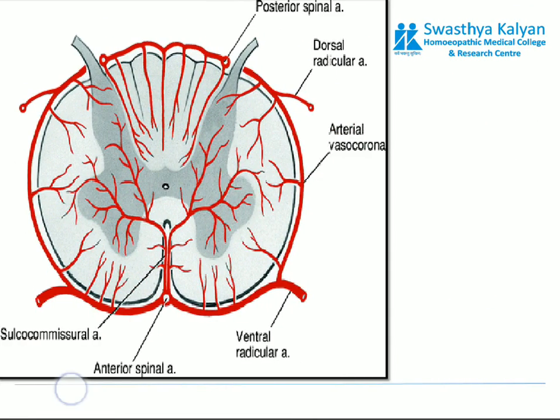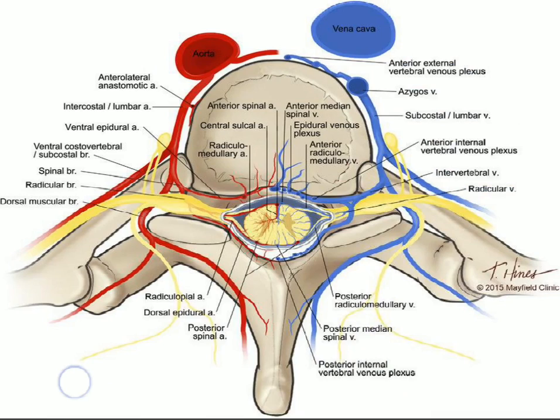So you can see here the spinal arteries and the epidural venous plexus. They are present in this space. This is the vertebral foramen, and this is the spinal cord in transverse section, and this is the epidural space where the arteries and the venous plexus are present.